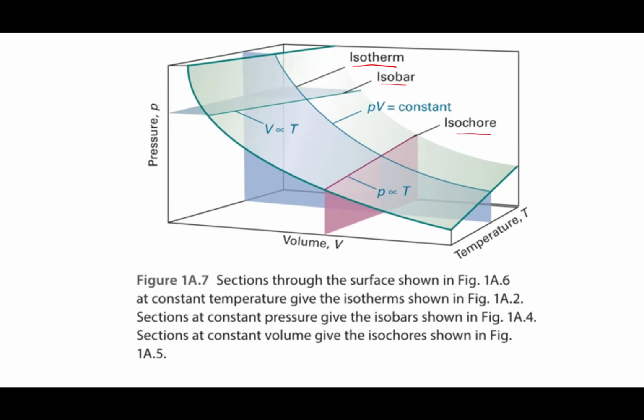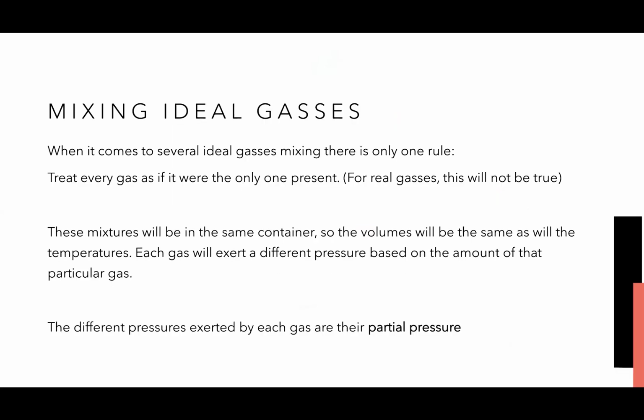Constant volume would be an isochore. We're not going to use that word all that much, to be honest, so it's not really important.